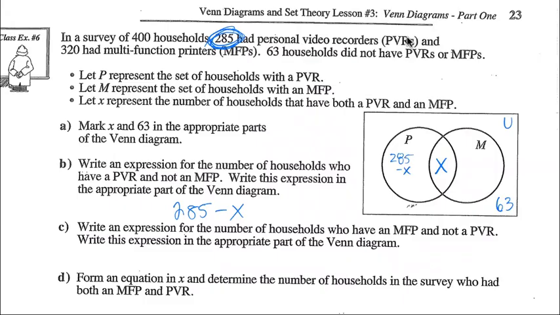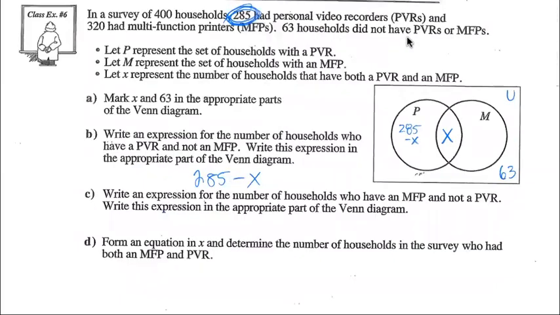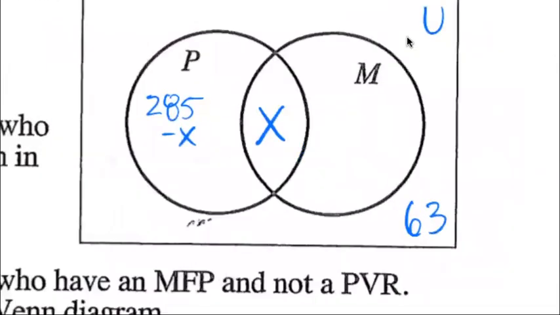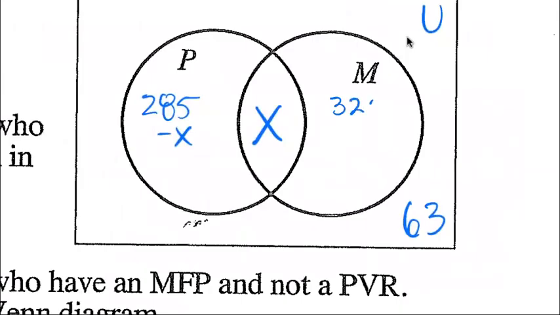Okay. Using similar logic, write an expression for the number of households who have an MFP and not a PVR. Write this expression in the appropriate part of the Venn diagram. So again, we know a total number of 320 MFPs minus a certain number that have both. That's going to leave us with just the people with MFPs. So this is 320 minus X.